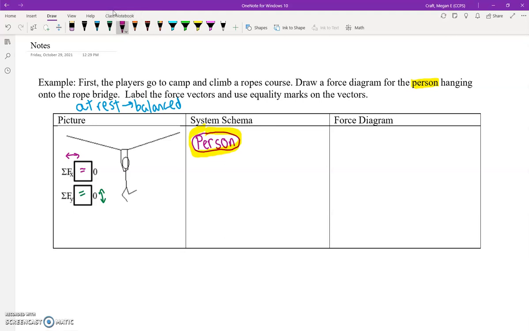Also in my system schema, I always include the entire Earth or Earth's gravitational field. So I'll go and write out gravitational field, which is caused by the entire planet.